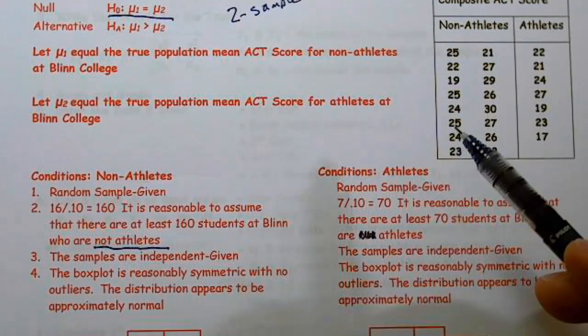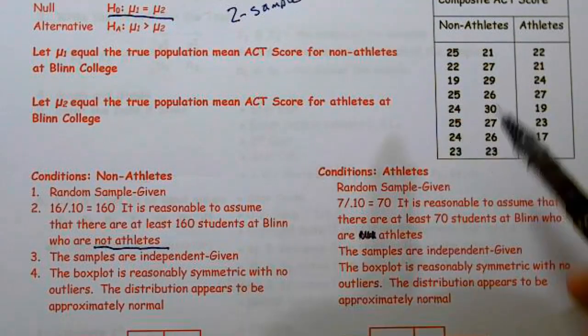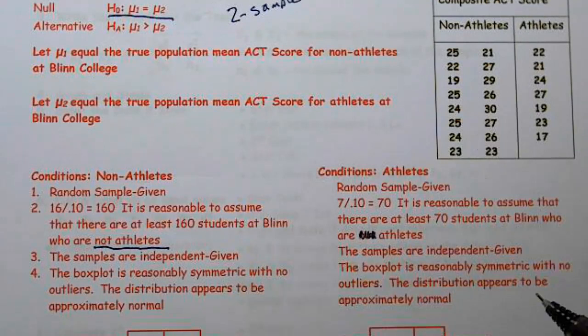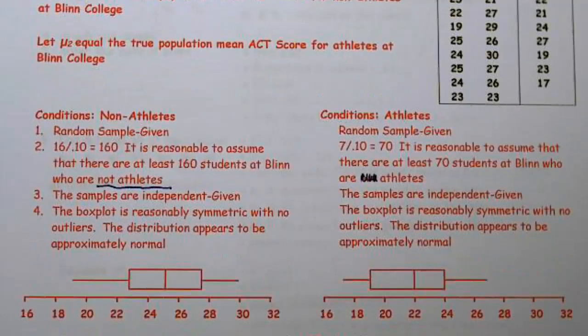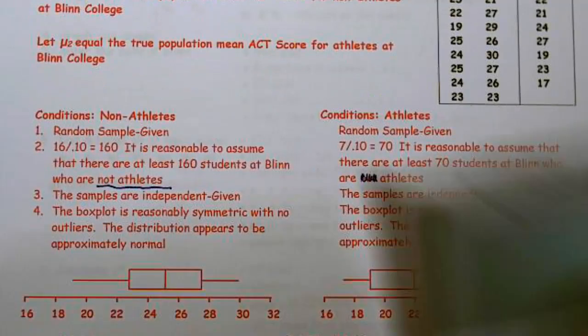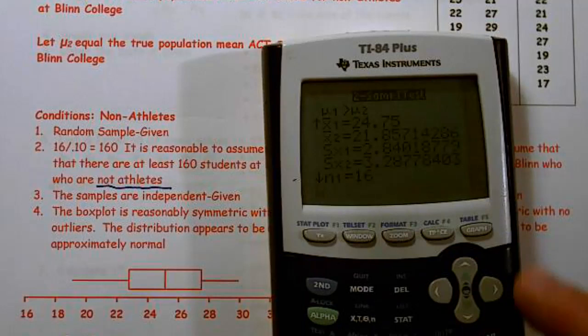But the bad news is they did not tell me the populations were normal. And our sample sizes were 16 and 7, so we can't say they're normal by central limit theorem. So I need to go ahead and graph these things.